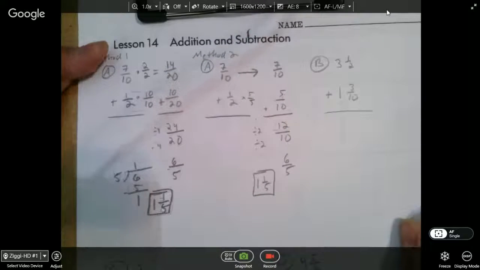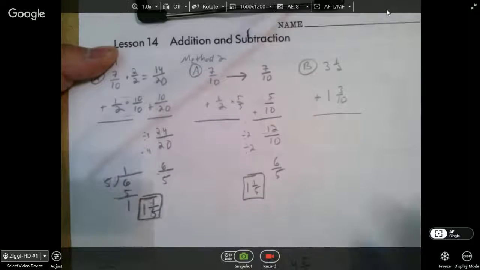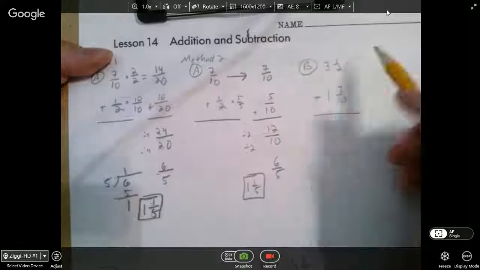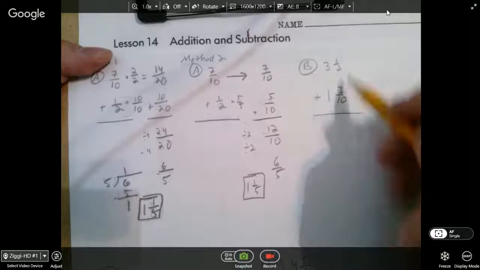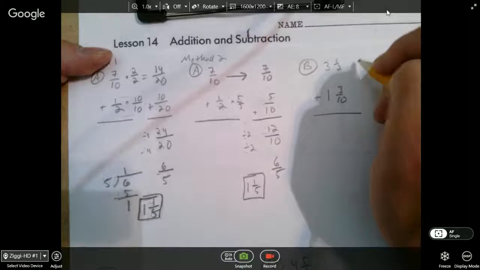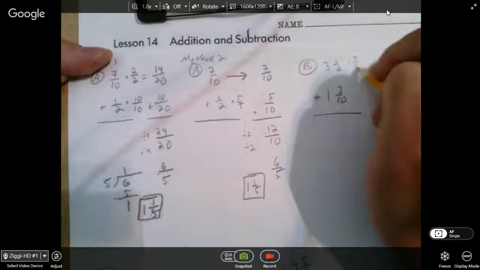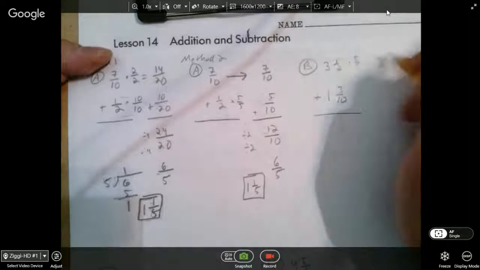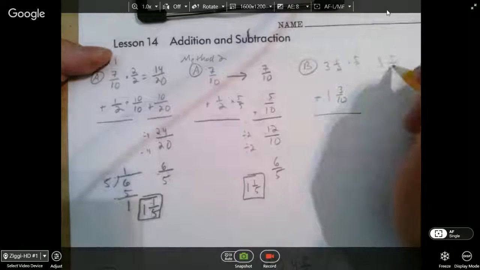So let's take a look at B. So B, I'm also adding. I just have mixed numbers. So let's ignore those whole numbers and let's just deal with the fractions. 2 times what will give me 10, right? 2 times 5 will give me 10. So I will multiply this by 5 over 5. Okay, going to carry the 3 over, and I have 1 times 5 is 5. 2 times 5 is 10.